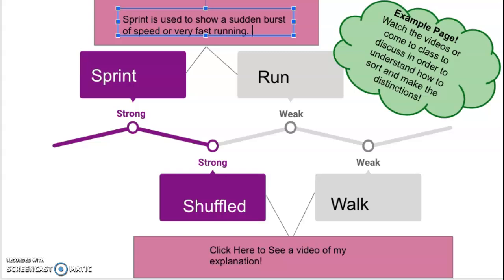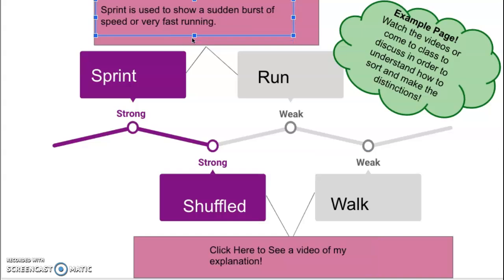All right, so I typed it in before I read it. So when you use the word sprint, you're trying to show the reader that there's a sudden burst of speed. You know, think track star, shooting off, or just very fast running. So not a lot of people can sustain a sprint for a long period of time, but some people can. So it's mostly just that sudden burst of speed versus running.